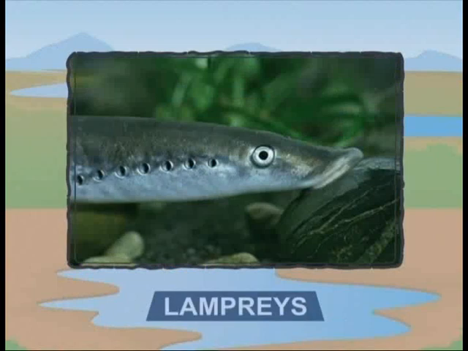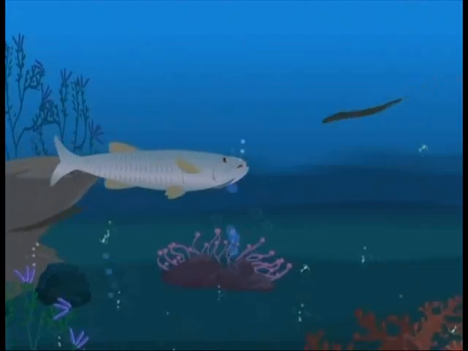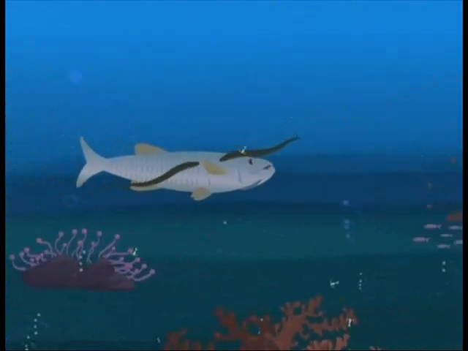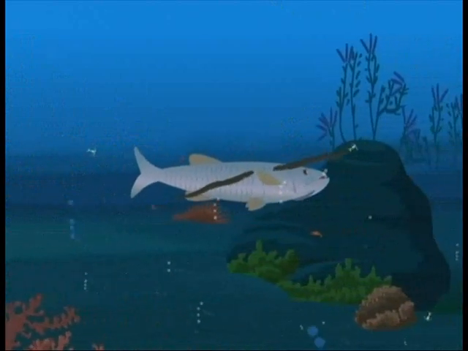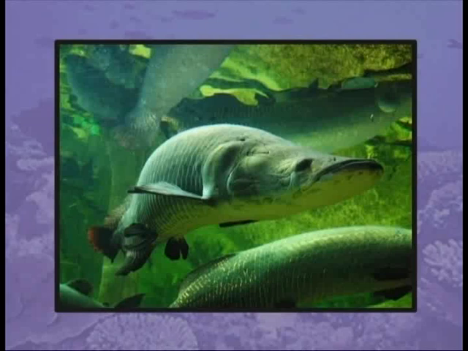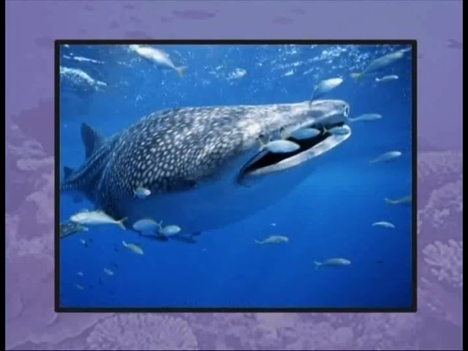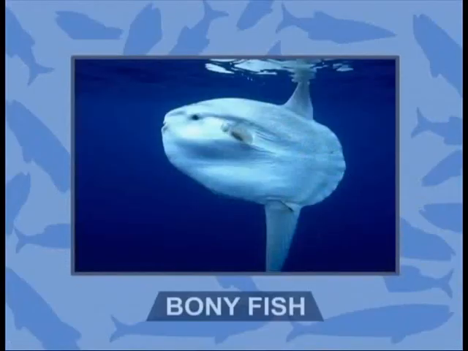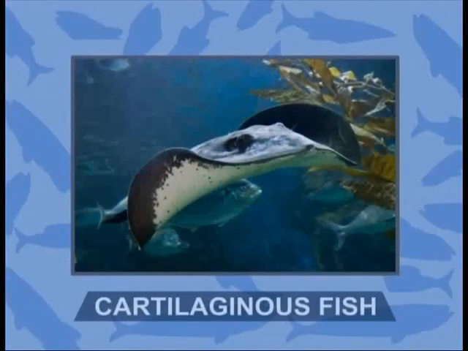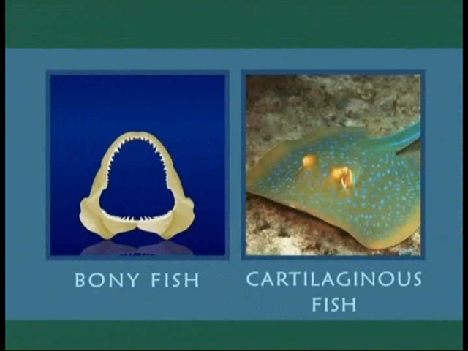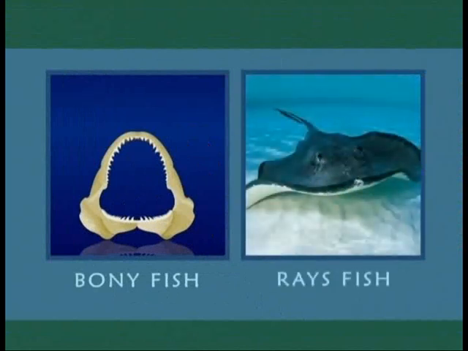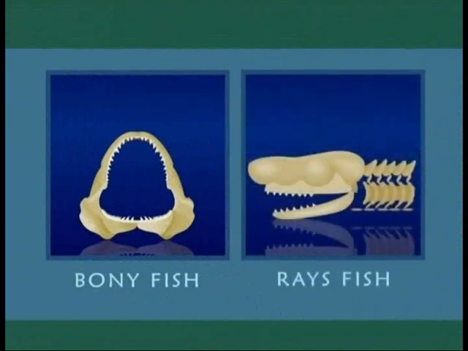Lampreys are the oldest of the lot. They don't have jaws and feed by attaching to fish and rasping at their flesh with sucker-like mouths. But most of the fish have jaws and belong to two main groups, namely bony fish and cartilaginous jawed fish. Bony fish have skeletons made of bones, while cartilaginous jawed fish like sharks and rays have skeletons made up of cartilage.